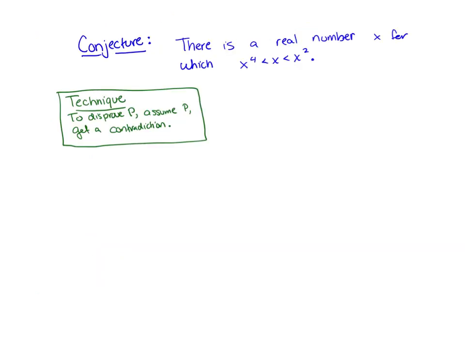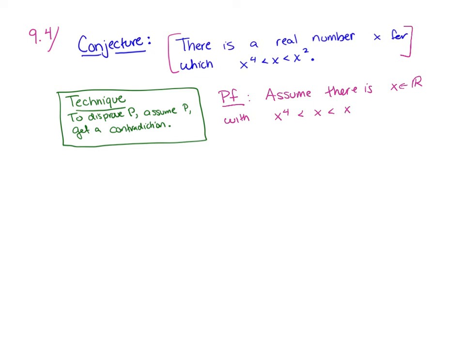Okay, so we want to go ahead and do this proof of the same conjecture. In particular, we're going to prove that this conjecture is false using this technique, which is a direct contradiction. If you want to see a reference for this, it is talked about in section 9.4. The technique we're going to use to disprove our statement, to disprove P, is to assume it's true, and then get some sort of contradiction. So let's see what that looks like. I'm going to directly assume the conjecture as it's given. So I'm going to assume there is some x in R with x to the fourth less than x squared.